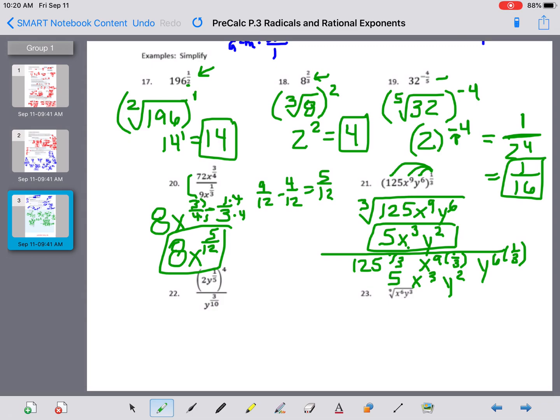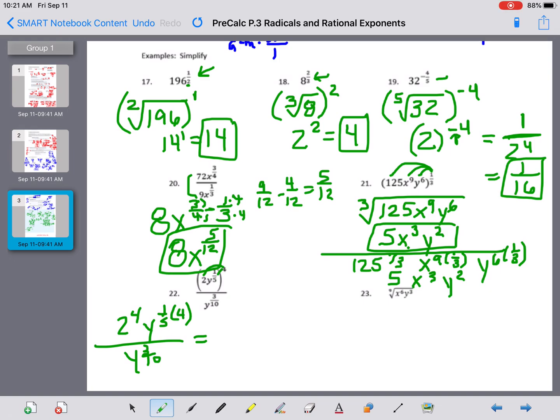All right, we are on our last 2 here. 2, y to the 1/5 to the 4th power over y to the 3/10 power. Only that 4th power only goes to the numerator because of the parentheses. It does not go to the denominator. So everything in the top there has to go to the 4th power. So I have 2 to the 4th power and y to the 1/5 to the 4th power all over y to the 3/10.